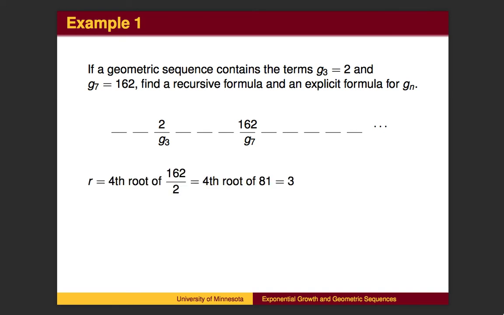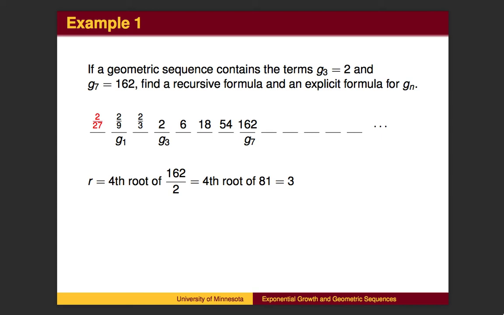The common symbol for the common ratio is the letter r. Now that we have the common ratio, we can start filling in other terms, beginning at 2 and multiplying by 3 each step to the right. We can divide by 3 as we go to the left. G sub 1 is 2/9. For the explicit formula, we may wish to find g sub 0, which is 2/27.